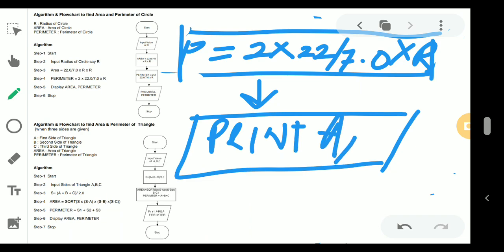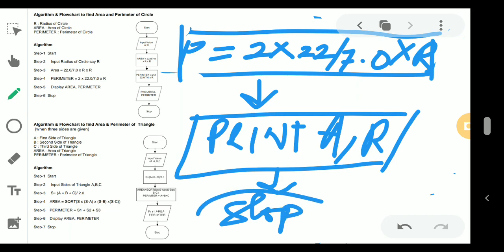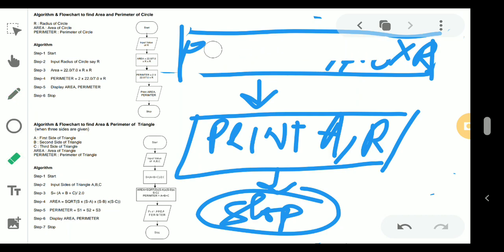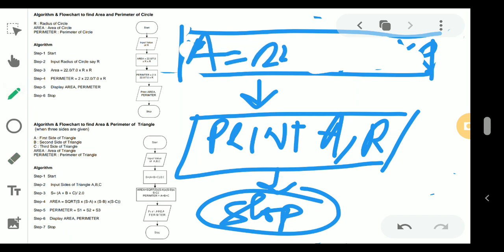Print A, R and then stop. But the area part also, I have to show in a process box, like this. So A equals 22 by 7 into R into R.